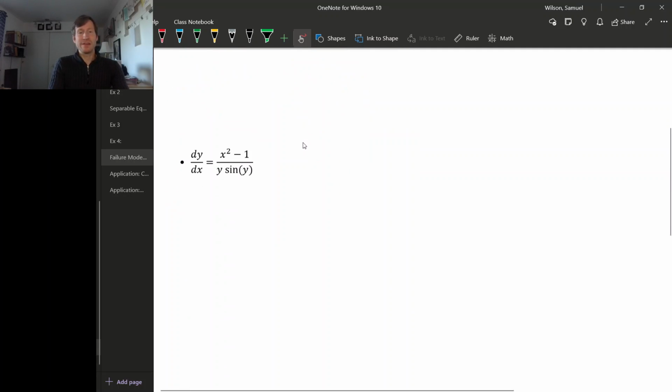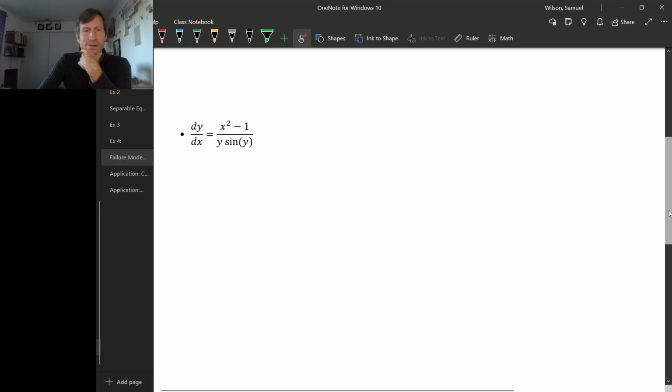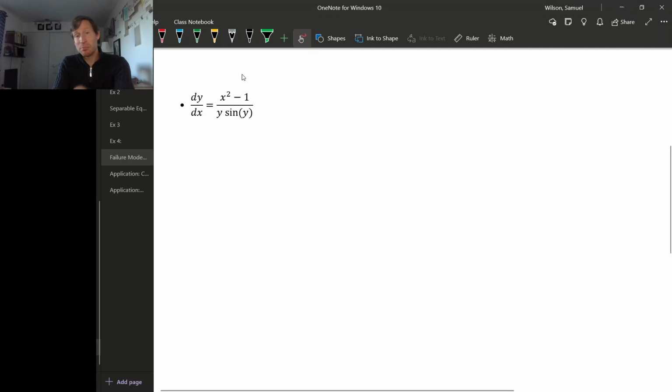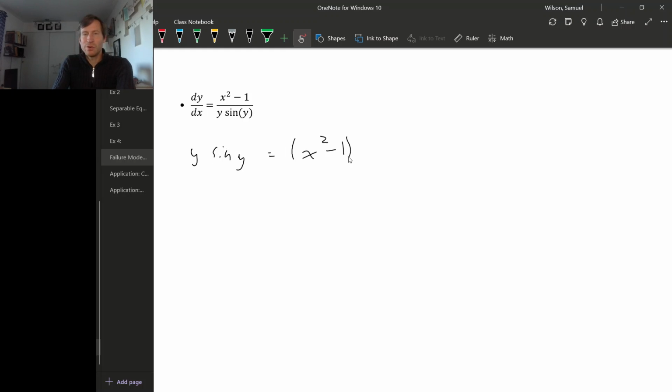Okay, let's look at another example of a separable equation that causes some trouble. This equation is clearly separable. We can separate both sides. So let's separate our variables. We get y sine y dy equals x squared minus 1 dx. Sorry, I missed my dy here. There we go. Now we can integrate.